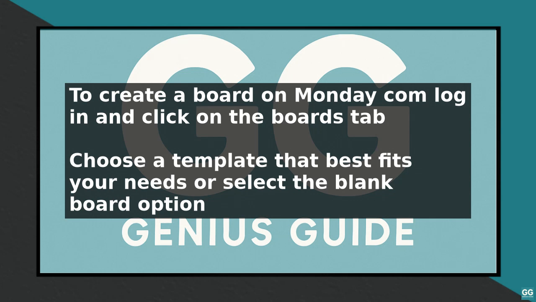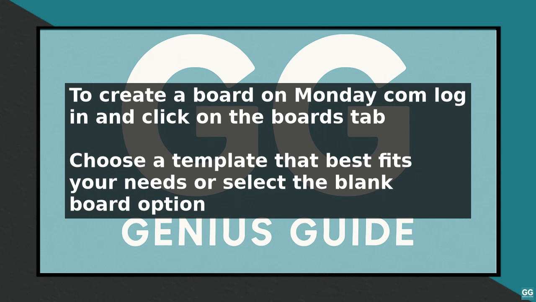Once you've chosen your template, you can customize your board by adding columns, rows, and items. Columns represent different stages or categories of work, while rows represent individual tasks or items. To add a column, click on the Add Column button and choose the type of column you want to add, such as a text column, a date column, or a status column. You can also add rows by clicking on the Add Row button and filling in the relevant information.